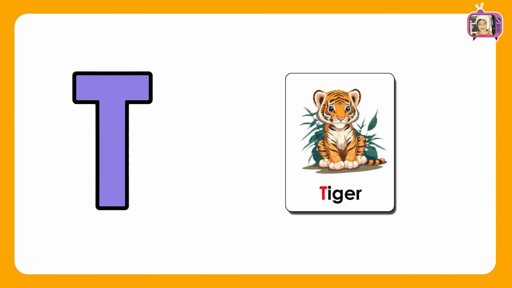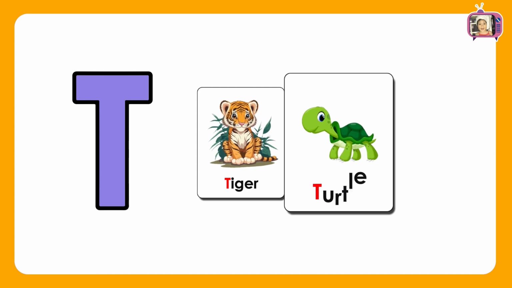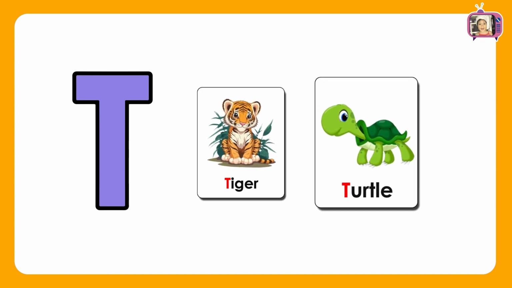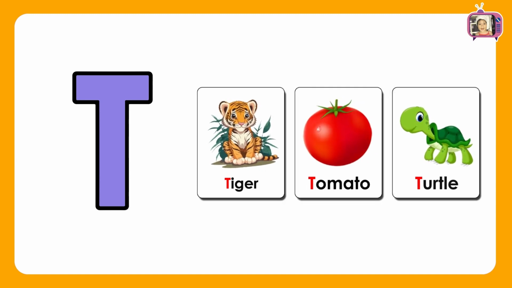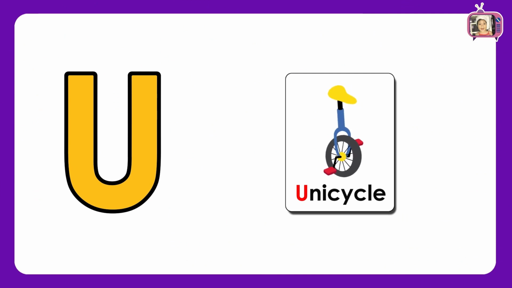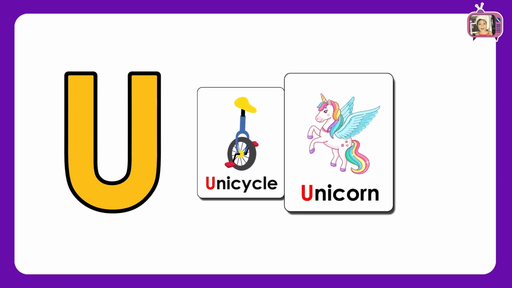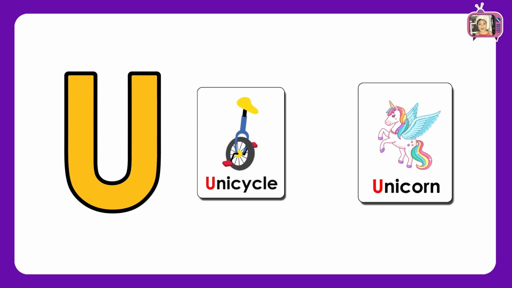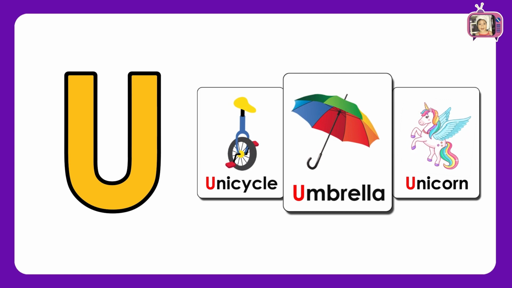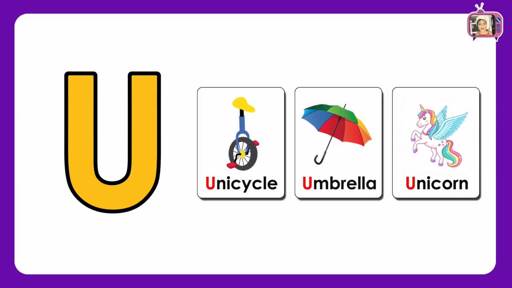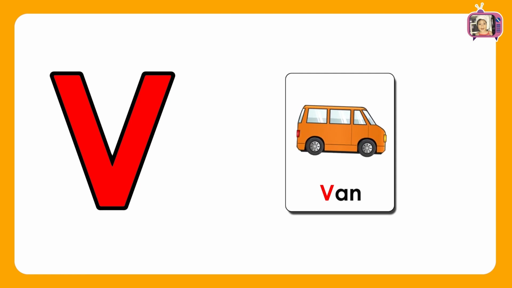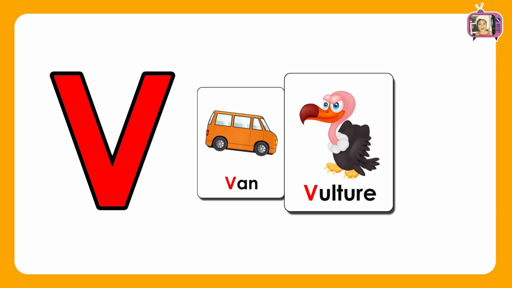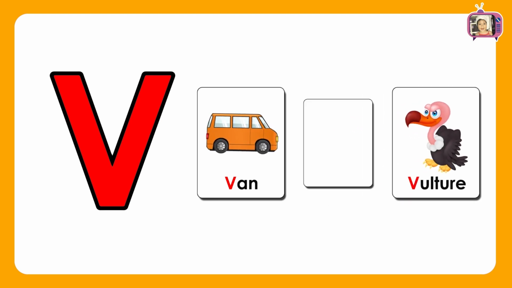T is for tiger. T is for turtle. T is for tomato. U is for unicycle. U is for unicorn. U is for umbrella. V is for van. V is for vulture. V is for volcano.